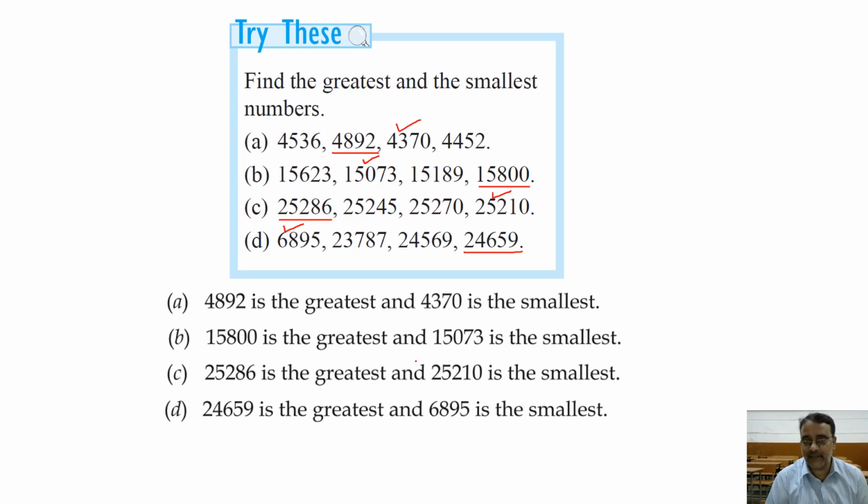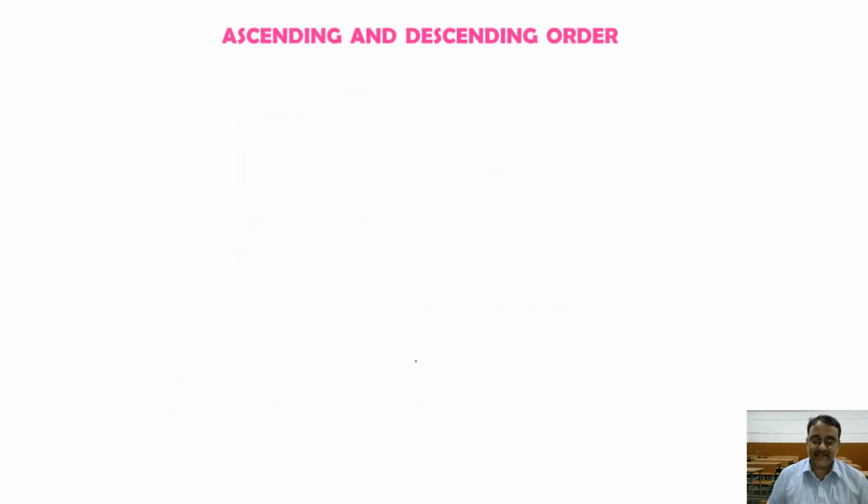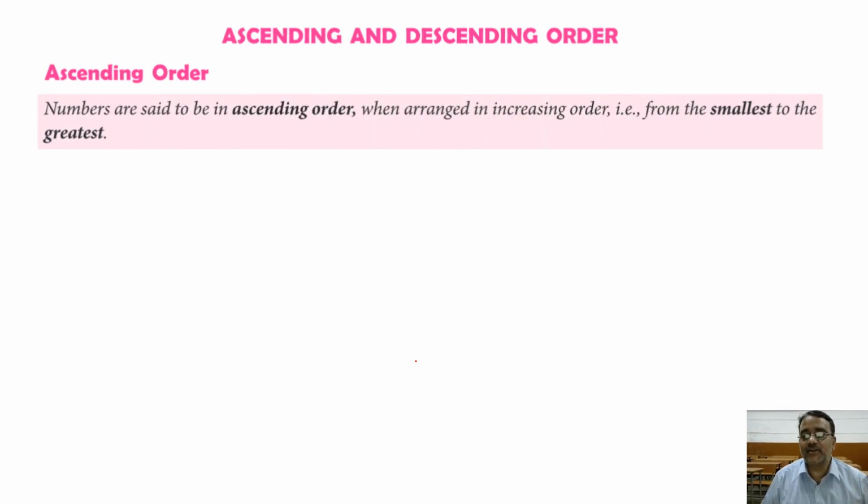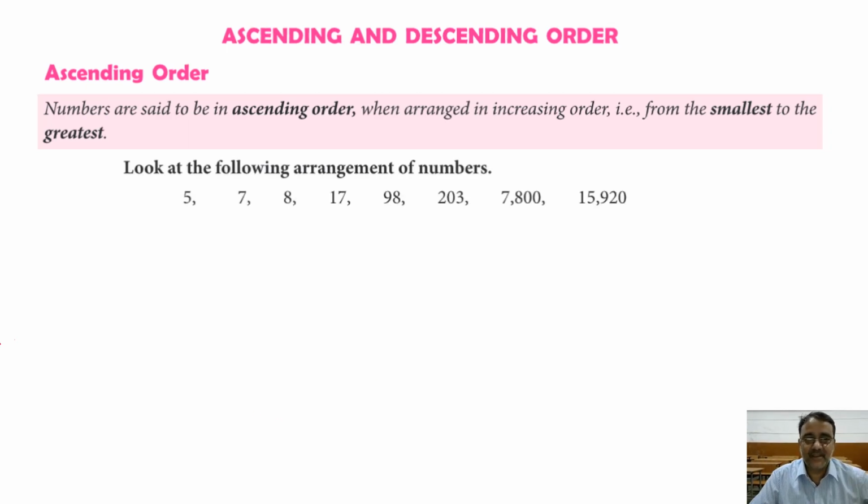Our first topic is done. Second topic, ascending and descending order. Ascending means smallest to greatest, right? Small to big. Ascending order. Numbers are said to be in ascending order when they are arranged in increasing order, that is from the smallest to the greatest. See these numbers: 5, 7, 8, 17, 98, 203, 7,800, 15,920. So this is the greatest among all these numbers, and this is the smallest.